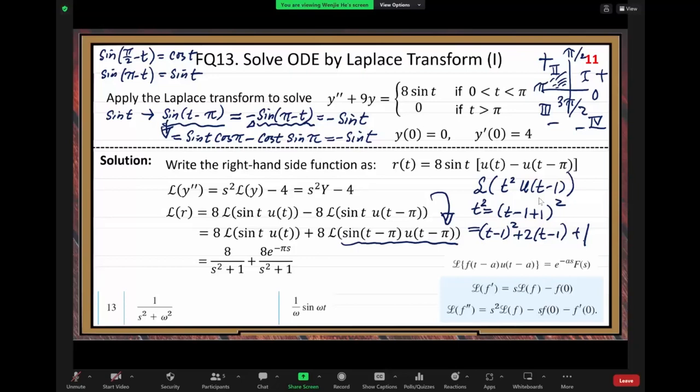The second term, the constant you take out, t minus 1 times the u function. So you need to apply this formula twice. That shifted t squared, the t squared formula you can find. The t formula you can find.